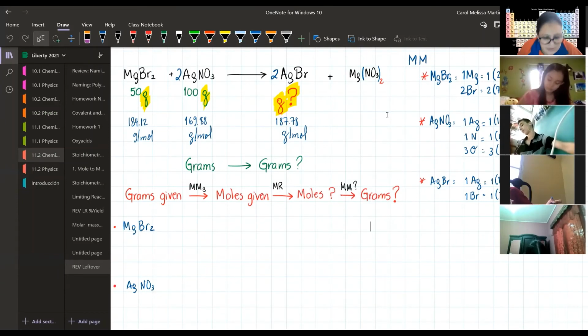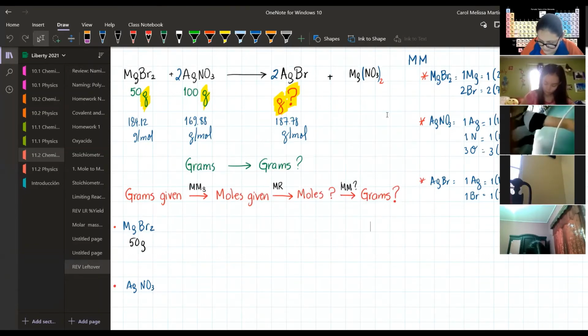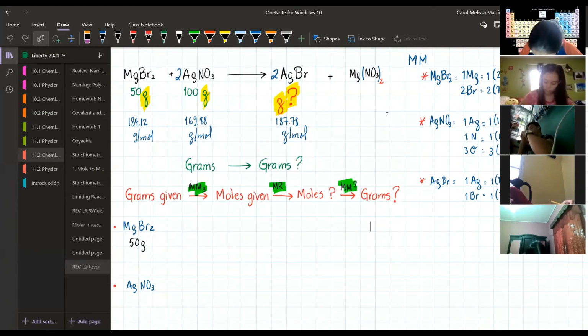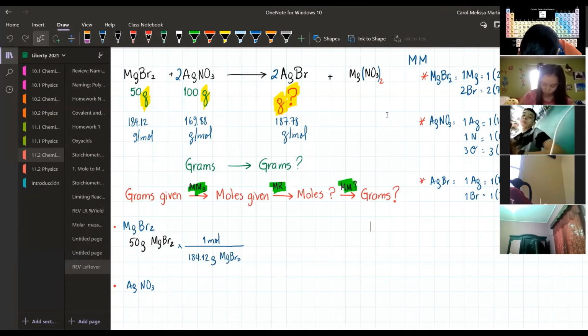Mg, they are giving me, for magnesium, 50 grams. I need to multiply times the molar mass of the given. These are my conversion factors, so I can just write them in the same order. So I will multiply times the molar mass of the given, that is 184.12 grams of MgBr2 that I have in 1 mole of MgBr2.